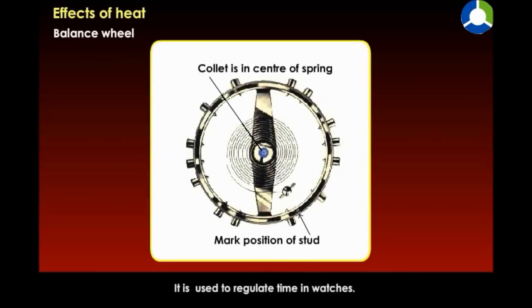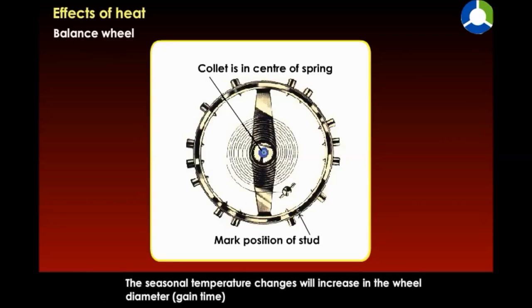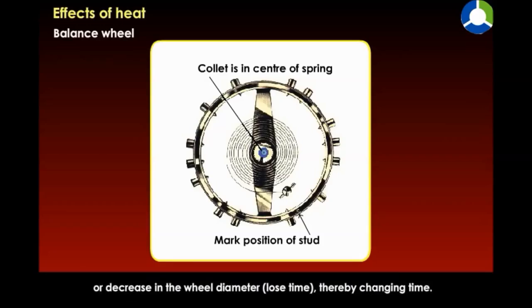Balance wheel. It is used to regulate time in watches. The regulation of time of a watch depends on the period of oscillation of the wheel, which in turn depends on its diameter. The seasonal temperature changes will increase the wheel diameter, gain time, or decrease the wheel diameter, lose time, thereby changing time.